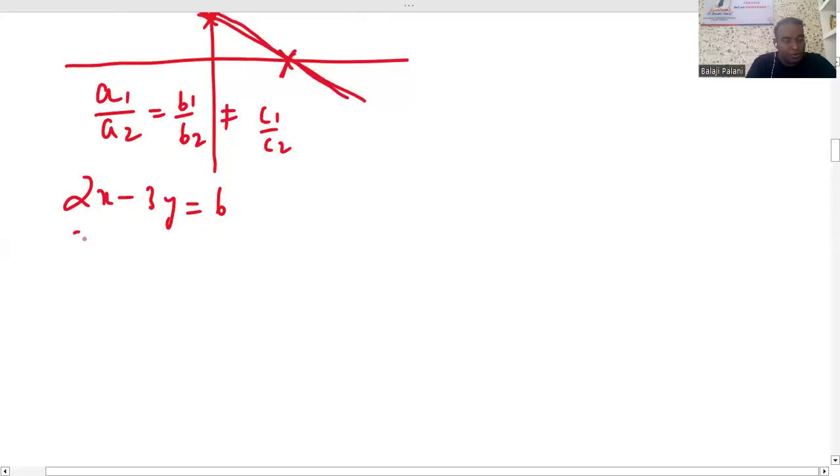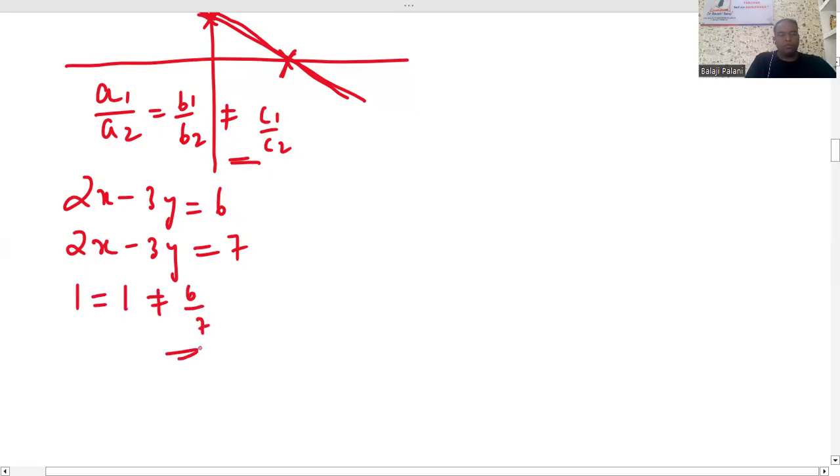See, you can also write 2x minus 3y, but here there should not be 6, because these two should not be equal, right? So you can write minus 6 also, 7 also, 10 also, infinite numbers you can take. So for ratios, look: 2 by 2 is equal to minus 3 by 3 is not equal to 6 by 7. So this is the condition for parallel lines.